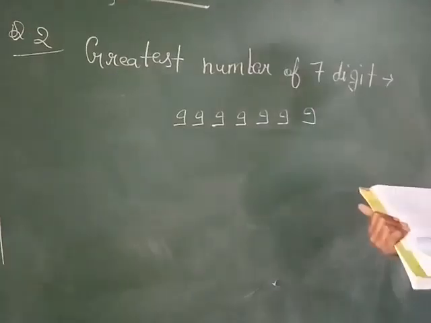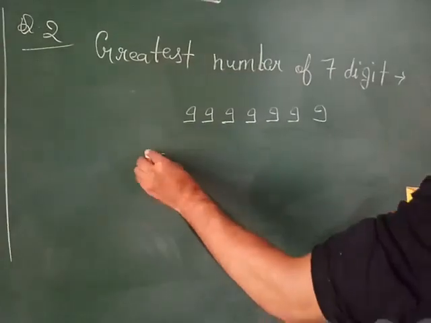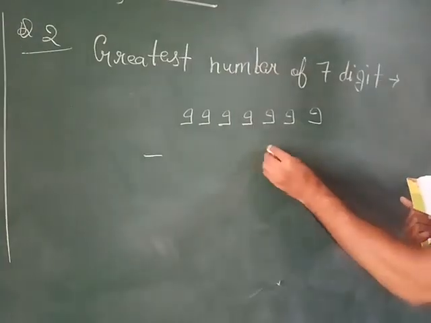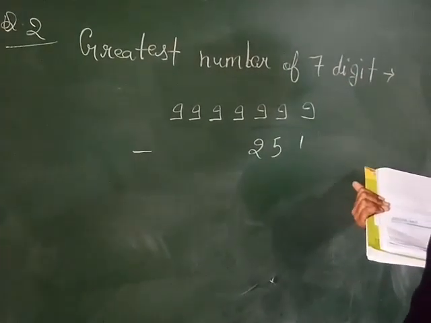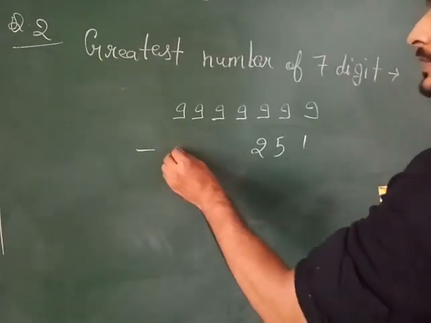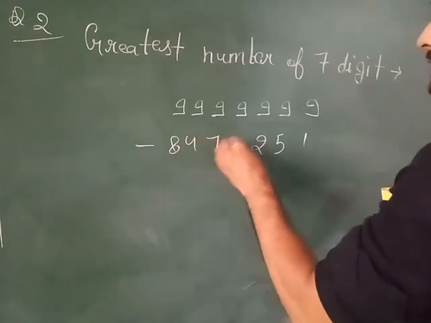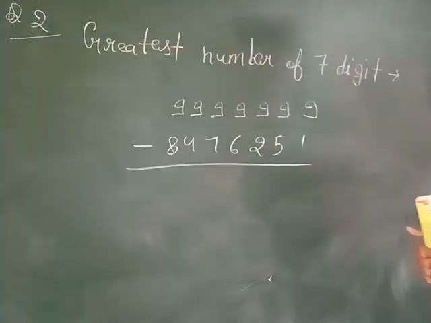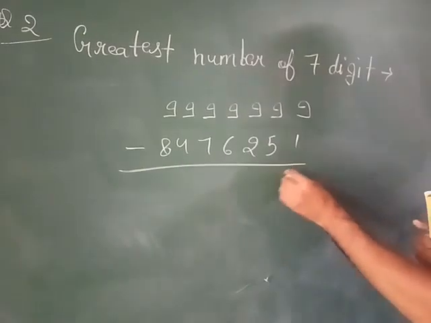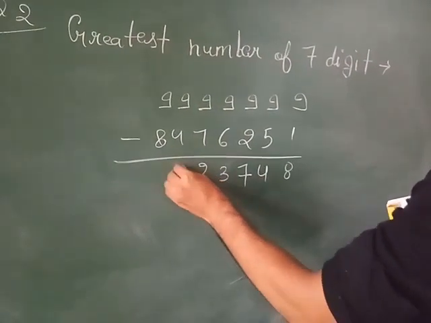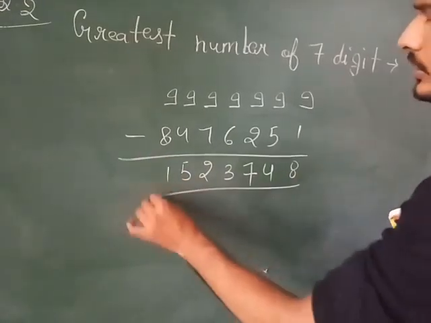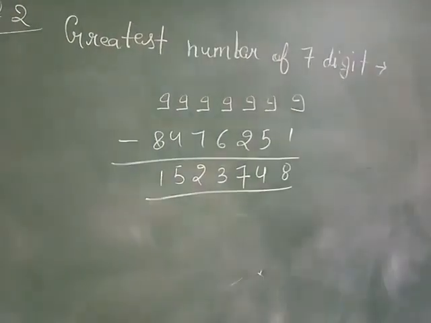So we will subtract this term from the greatest number. 8476251. We will subtract this term. 8, 4, 7, 3, 2, 5 and 1. So this is the answer. Now question number 3.